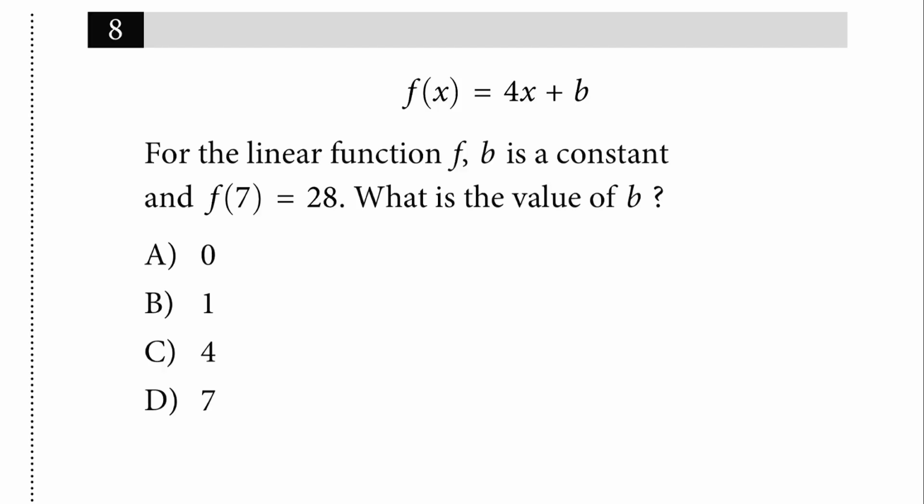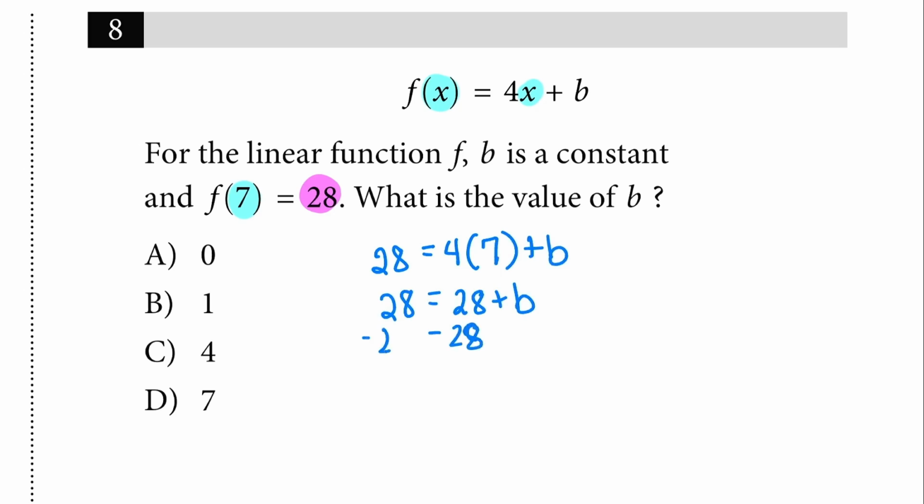For the linear function f, b is a constant and f of 7 is 28. What is the value of b? What this is saying is that the function f evaluated at x equals 7 equals 28. So we're going to set 28 equal to 4 times 7 plus b. And we're going to get 28 equals 28 plus b.